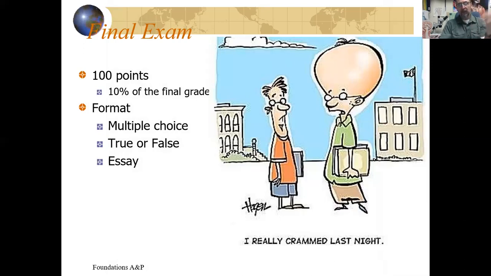Okay. So approximately 100 points, 10% or so of your final grade, mostly multiple choice questions, true, false, one essay question. Less than 100 questions, somewhere in the neighborhood of 75 multiple choice, true and false, one essay question. It'll be on Moodle. It will consist mostly of questions you've already seen from previous exams and from chapter quizzes.